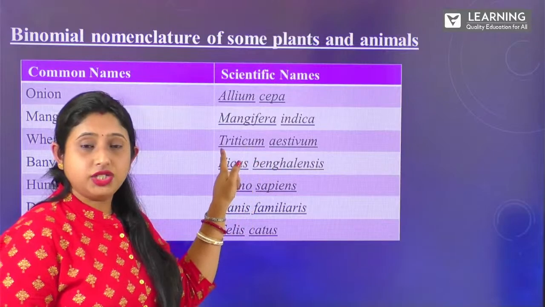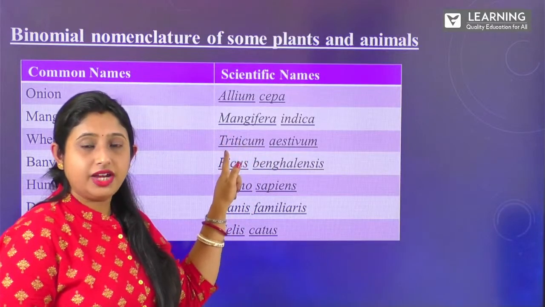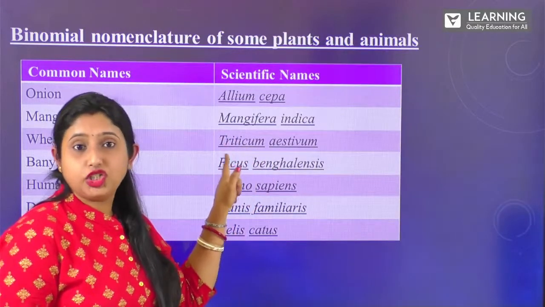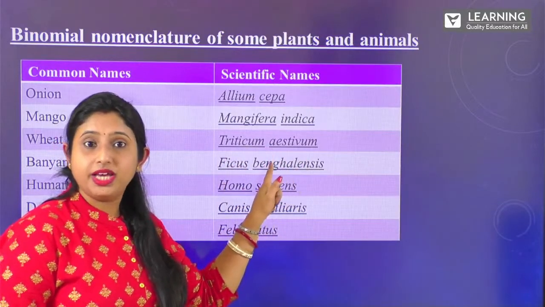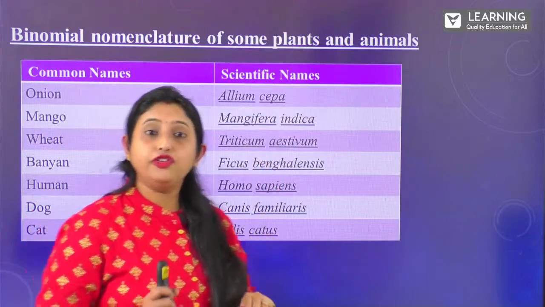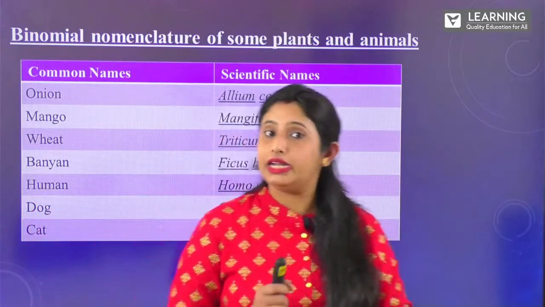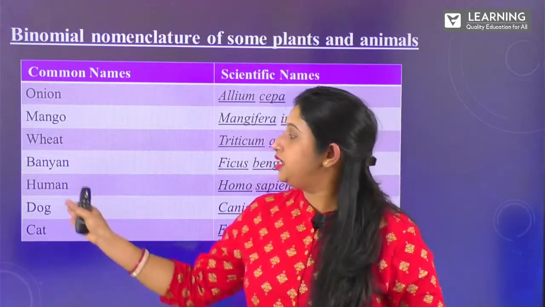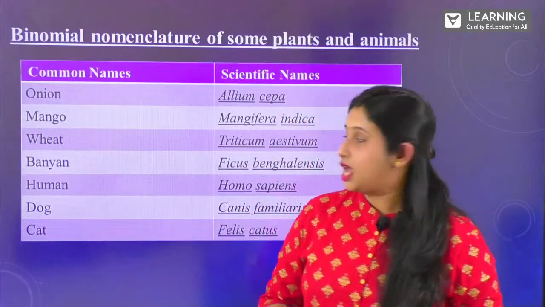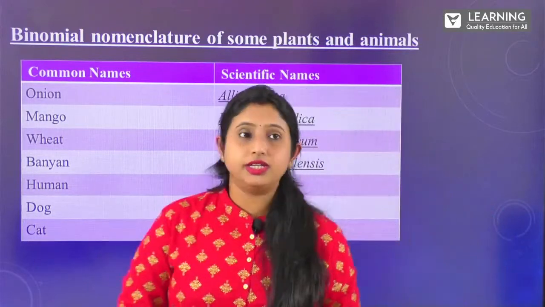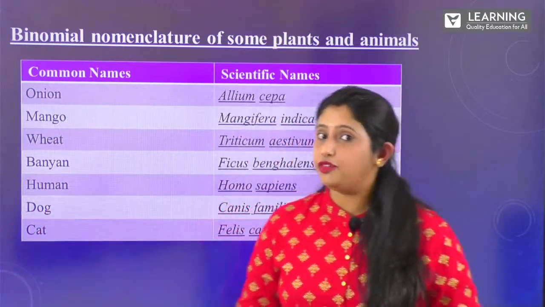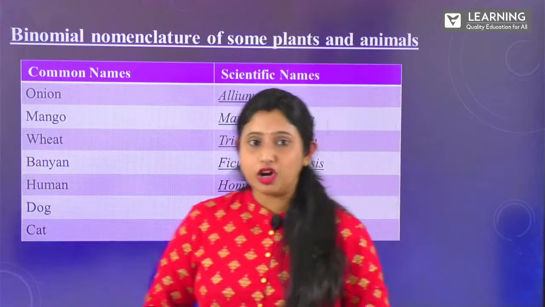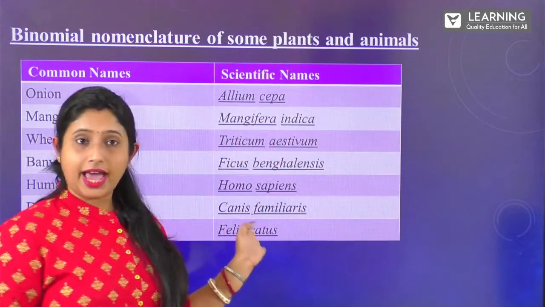So when you write the genus name, that is Triticum, the T should be capital. And when you write aestivum, the A should be small letter. So you have to follow that and you have to underline separately. Similarly, the human, that is Homo sapiens, and banyan tree, that is Ficus bengalensis, and cat. What is the scientific name of cat? Cat is Felis catus.